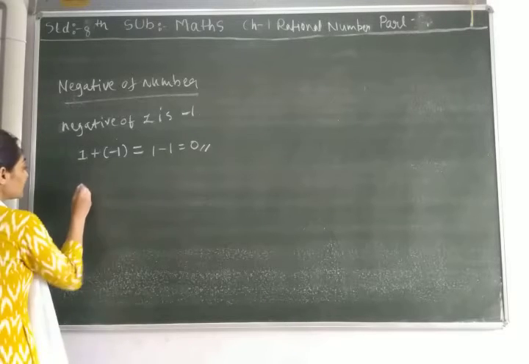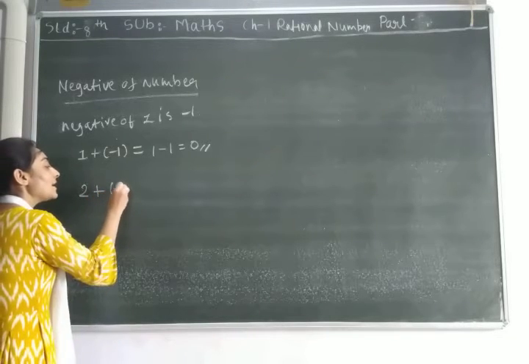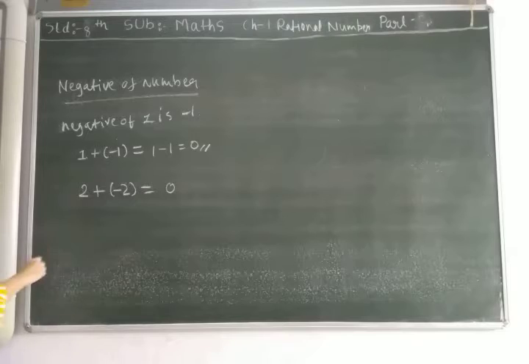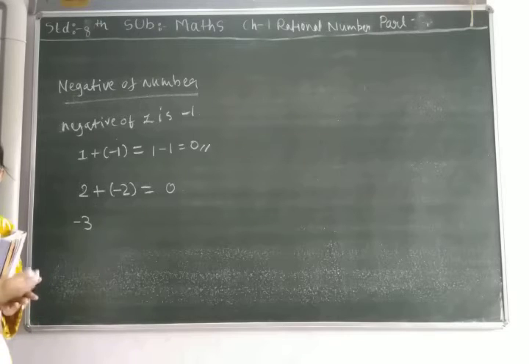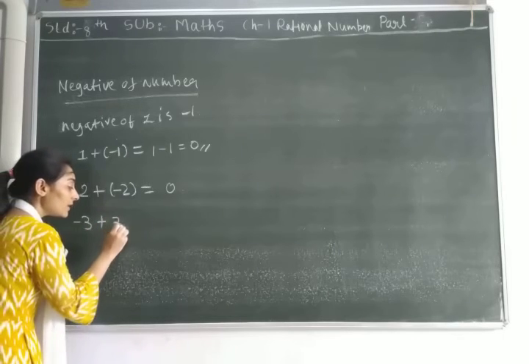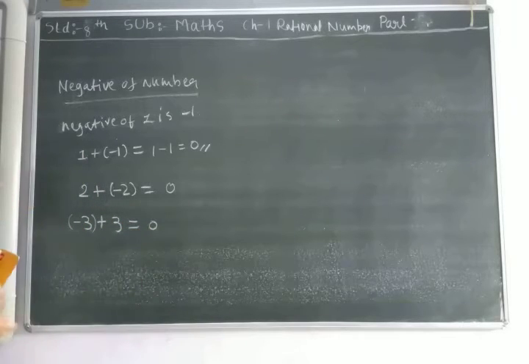Check a further element. I am taking 2. What is the negative of 2? -2. So I am getting 0 again over here. If I take -3, what is the negative of -3? Just exactly the opposite of that number. It means -3's negative is 3. Again I am getting 0 over here. So we can say it is the negative inverse, or I say additive inverse.